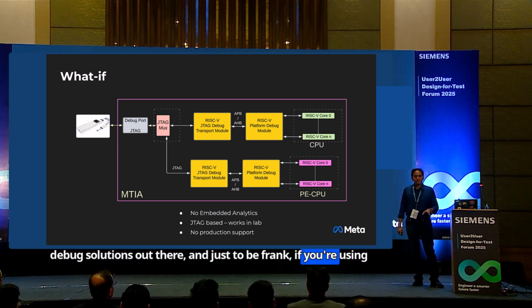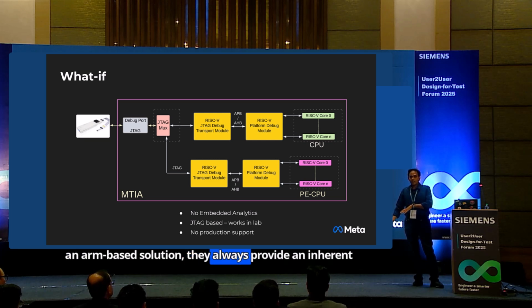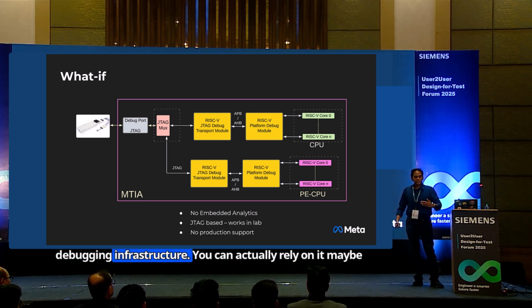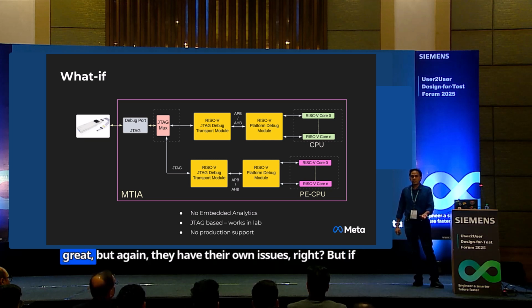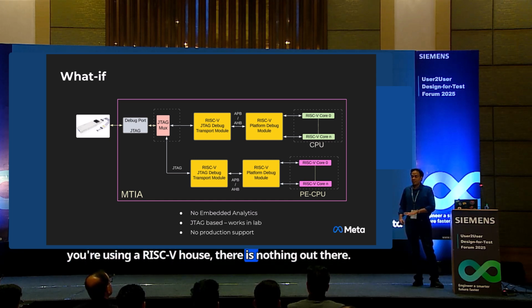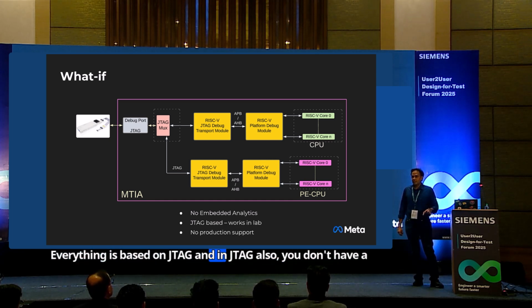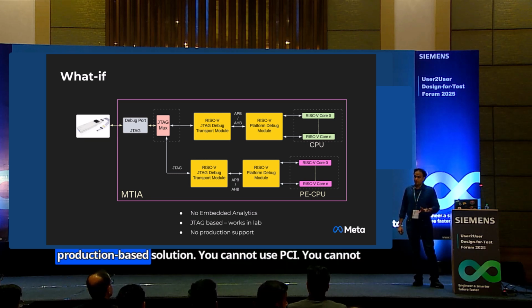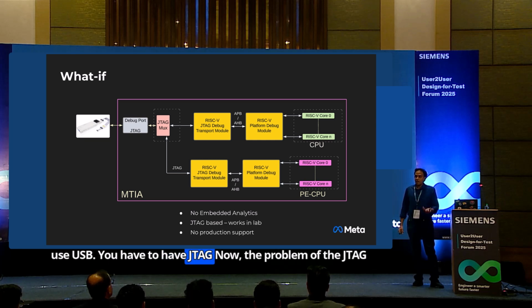And just to be frank, if you're using an ARM-based solution, they always provide an inherent debugging infrastructure you can actually rely on. It may be great, but again, they have their own issues, right? But if you are using RISC-V, there is nothing out there. Everything is based on JTAG. And in JTAG also, you don't have a production-based solution. You cannot use PCI. You cannot use USB. You have to have JTAG.